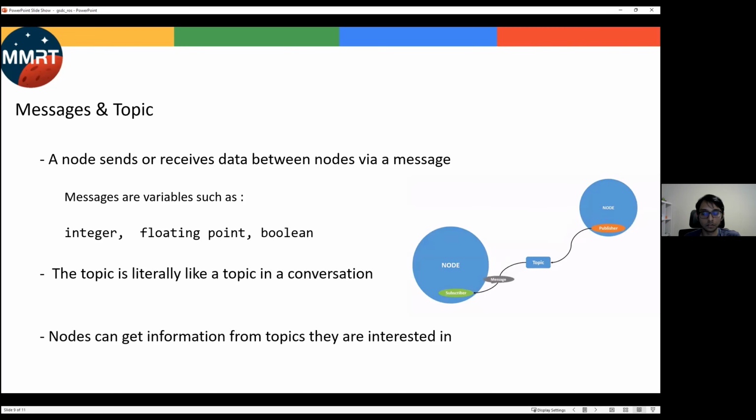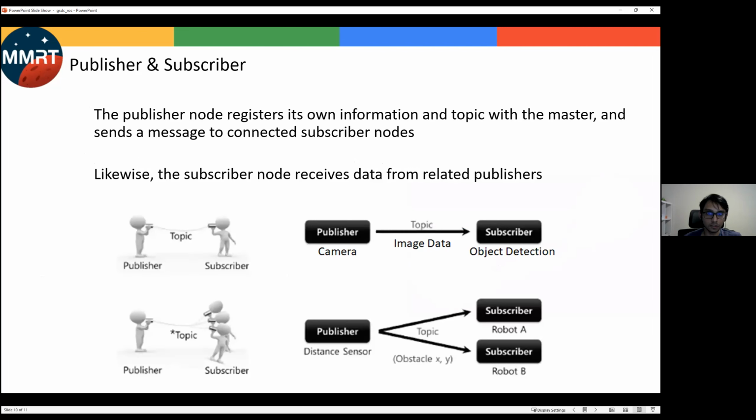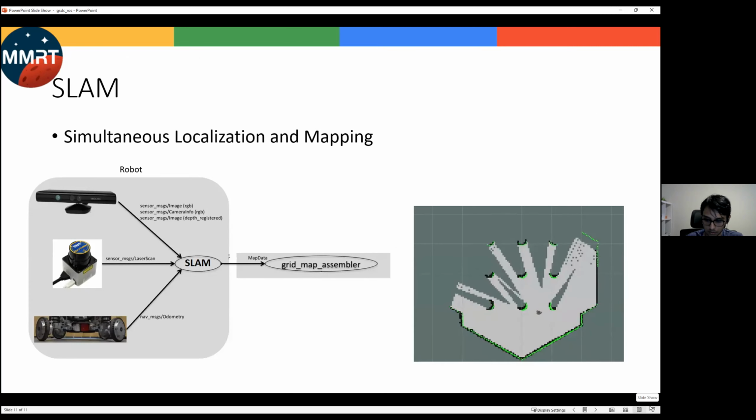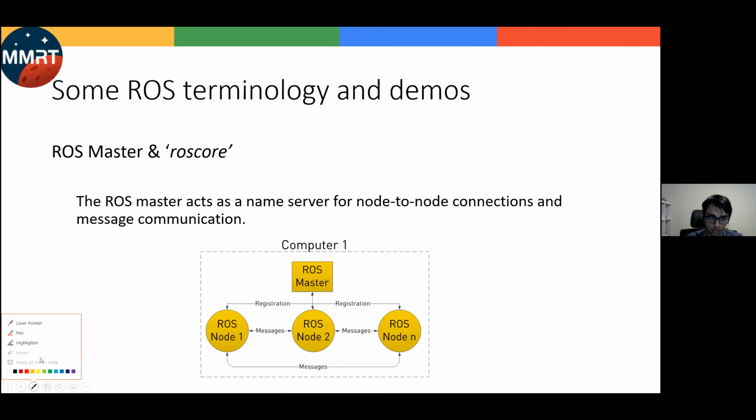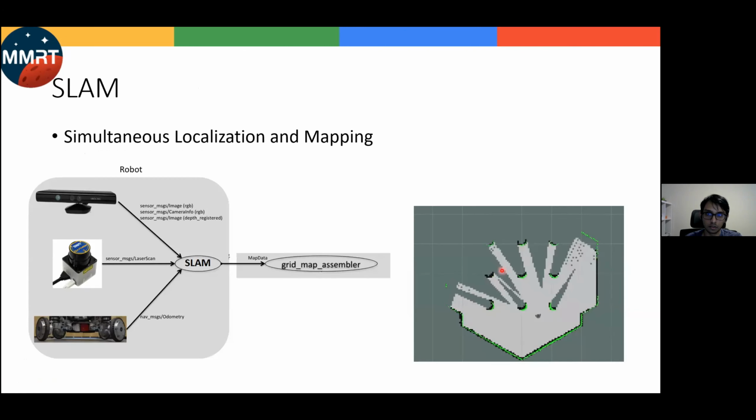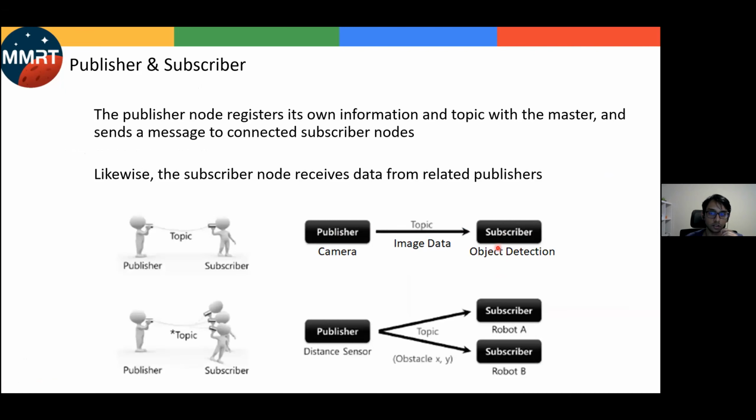Nodes are going to be talking to each other relative to a specific topic. If I go to this slide, before you can see the image where we have a topic of image data. So the camera is talking to the object detection node. Sorry about that, I want to get the pointer. Okay, so the camera is talking to the object detection node using this topic called image data.